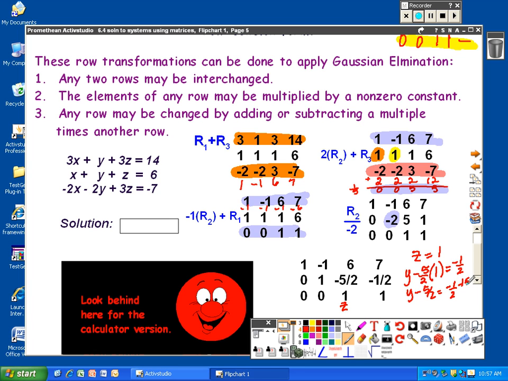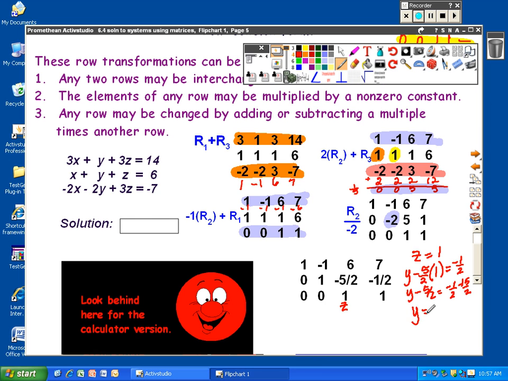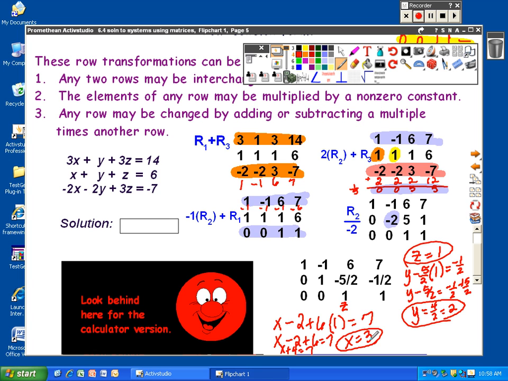Add 5 halves, and I get y equals 4 halves, which is 2. And then I can plug those into here, which reads x minus y, which was -2 then, plus 6 times z, which is 1, equals 7. X minus 2 plus 6 equals 7. That's x plus 4 equals 7. So x equals 3. So my solution is 3, 2, 1.